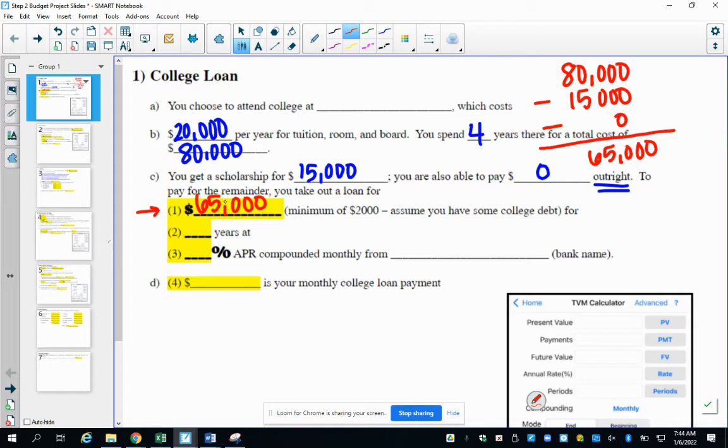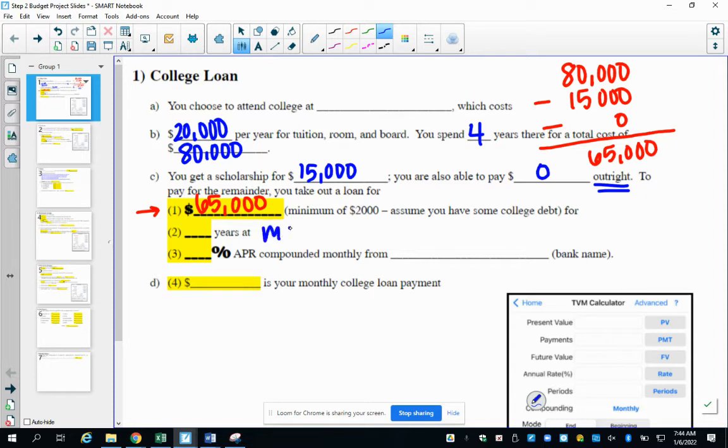So if that happens to be 0, just do a minimum of $2,000. And then how long are you going to finance this for? Now, if this number is fairly small, like $10,000, okay, you're probably only going to do that for a couple of years. I would say most try to have you do your college loans in 6 years, maximum of 10.